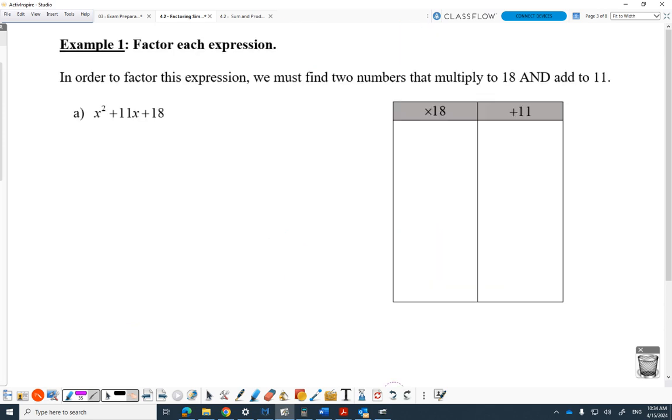To factor, here it comes. Wake up. This is the big moment. In order to factor this expression.